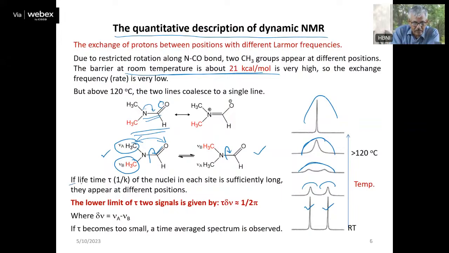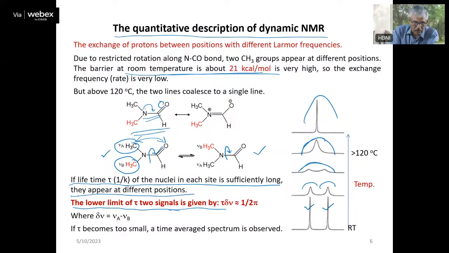That is called the lifetime. The lifetime is nothing but 1 by the rate constant. If the lifetime of the nuclei in each site is sufficiently long, they will appear at different positions. Now, what is the lower limit so that you will be able to see the signals? The lower limit of the lifetime of two signals is given by tau delta nu equal to 1 by 2 pi. It comes from your uncertainty principle. If your tau is smaller than this, you will get one line. If it is more than this, you will have two lines or broad lines.